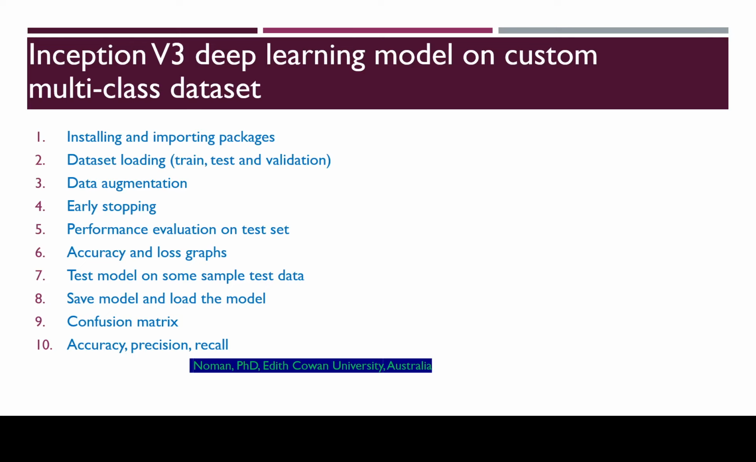Hello everyone, today I'm going to show you how to train the Inception V3 deep learning model on a multi-class dataset. Our dataset is a flower dataset and it has 5 classes: daisy, dandelion, roses, sunflower and tulips. Inception V3 is a deep convolutional neural network designed by the Google research team.